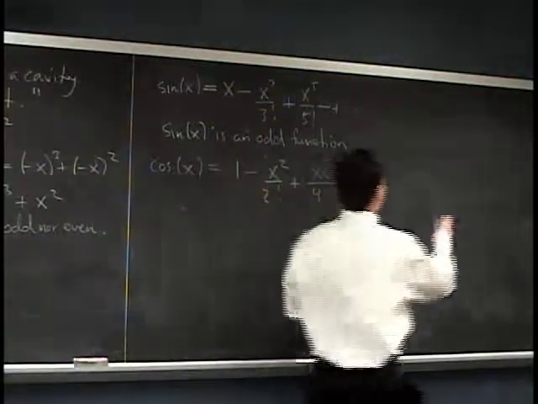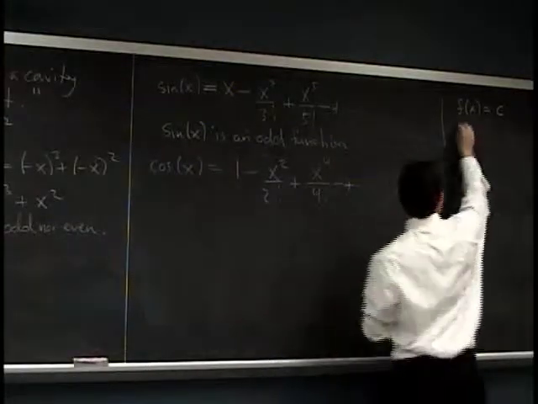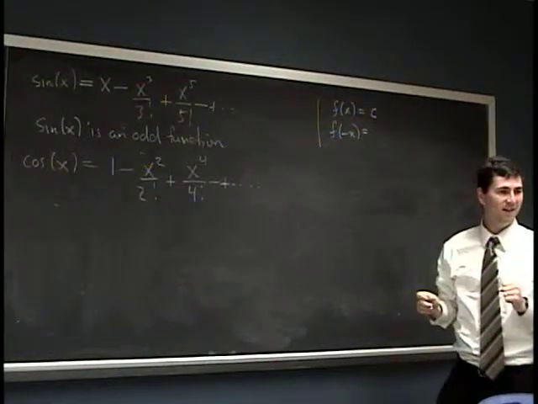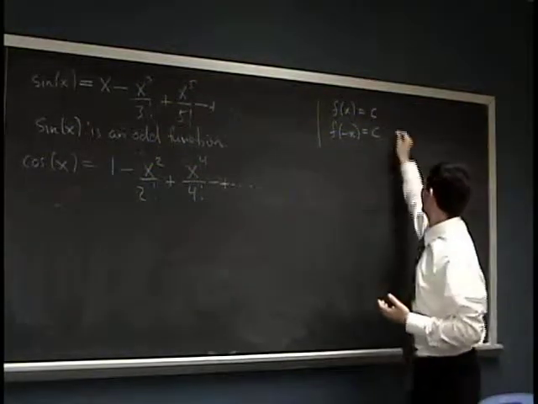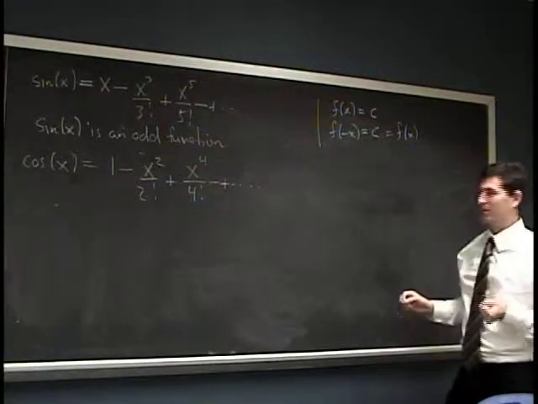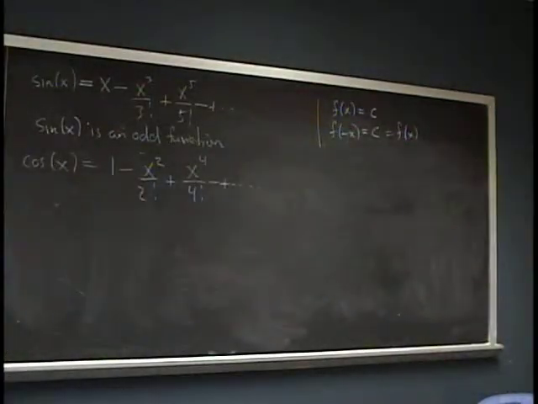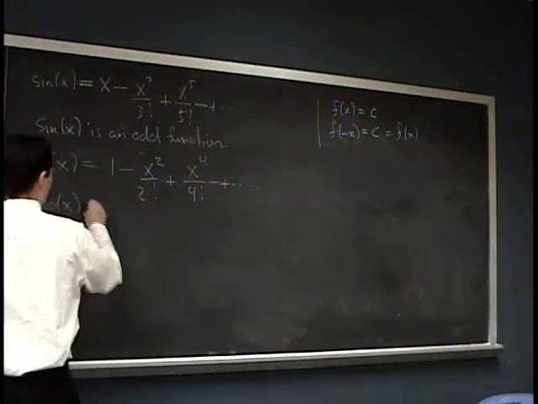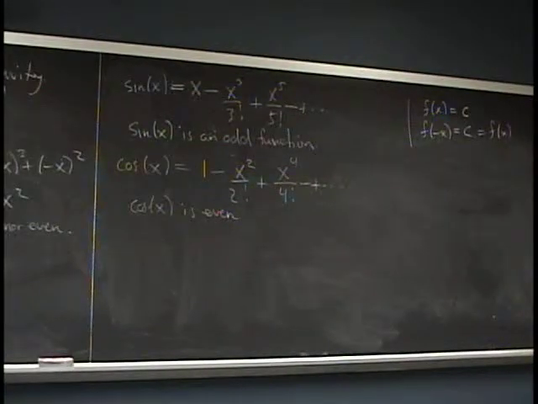Well, let's check. f of x equals c. There's a constant. What's f of minus x? Not minus c? No, of course not. It's a constant function. It doesn't matter what you put in for x, you get c. So f of minus x equals f of x, so it's an even function. So you have a whole bunch of even functions, you add them up, you get an even function. So cosine of x is even. This is not so bad.